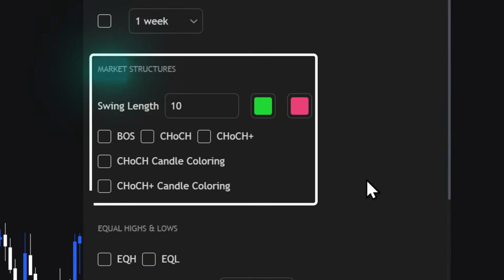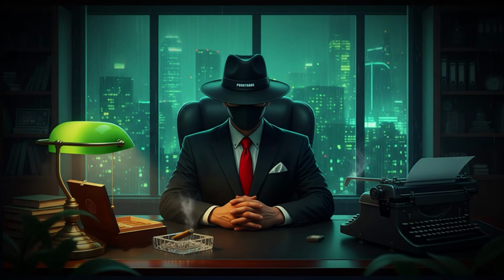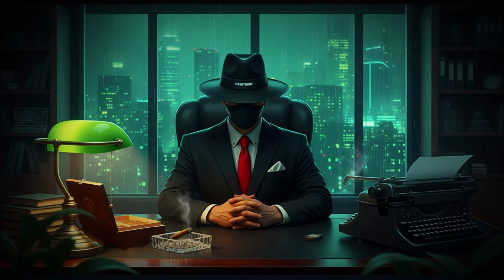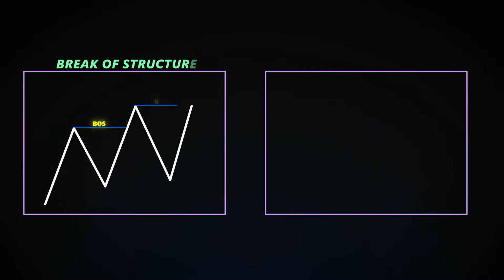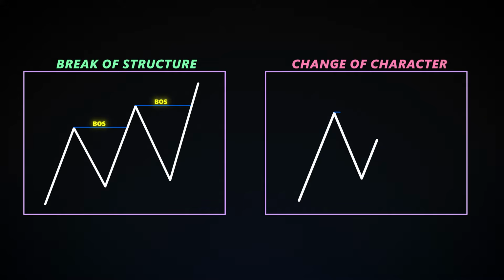Feature 1: Market Structure. Let's begin with the basics. This is how we understand and read price movement on a chart. There are two main ideas you need to know: break of structure and change of character. In an uptrend, if the price goes above the last swing high, that's a break of structure. A break of structure usually means the trend is still going in the same direction. But if the price drops below the last swing low, that's a change of character. A change of character often means the trend might be reversing.